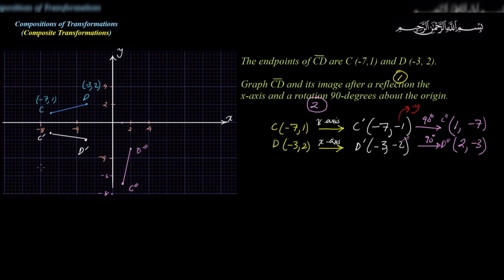There you go. So now we did two things. First, we reflected this, and secondly, we rotated this image by 90 degrees counterclockwise. So this is a composite transformation, first a reflection, then a rotation.